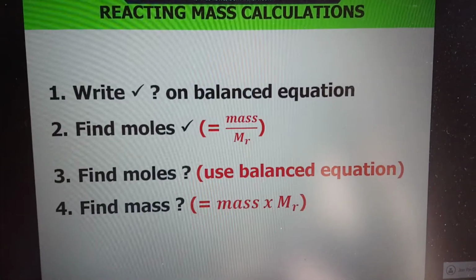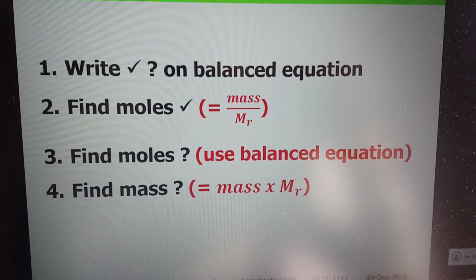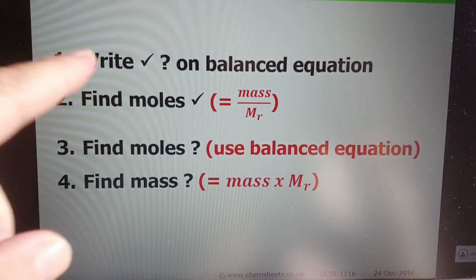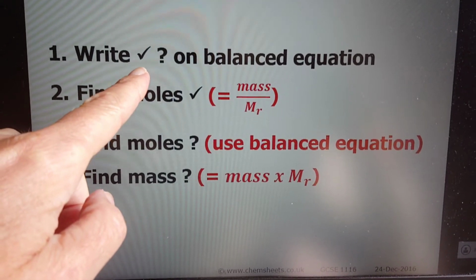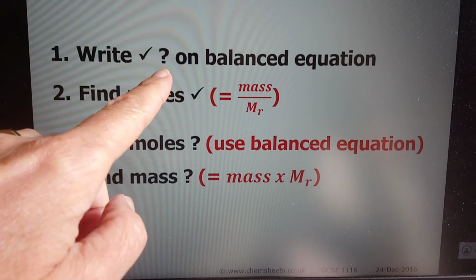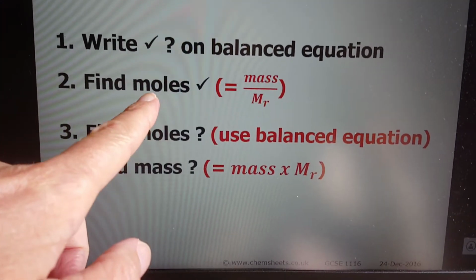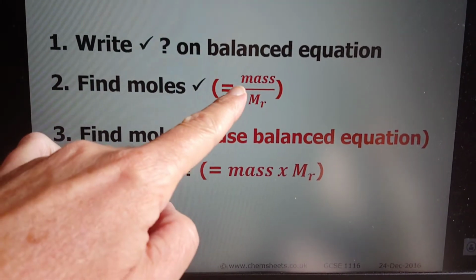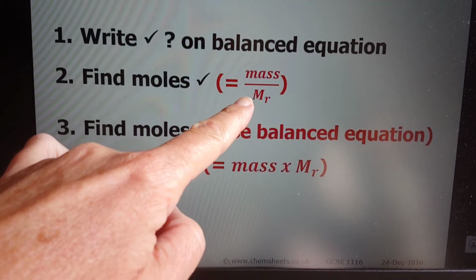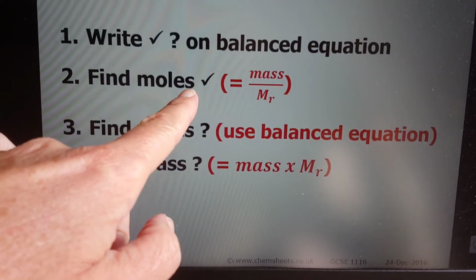Okay. So your instructions are, when you're looking at your balanced equation, you write a tick or a question mark. The tick is on the chemical that you know the mass of. The question mark is on the chemical that you don't know the mass of, that you've got to find out. Step 2 is to find the moles of the one that you know the mass of, because once you've got the mass, you can use your periodic table to find the MR. And then with those two numbers, you can work out your moles.